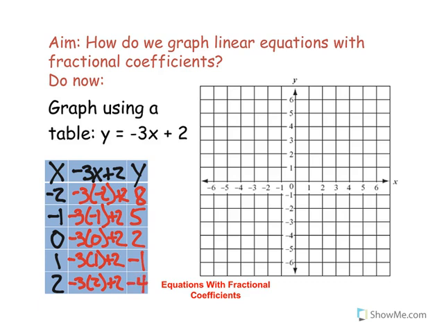So if we look at the y column, we've got 8, 5, 2, -1, -4. All those y values are decreasing by 3. And we said the reason why is this: it's that coefficient of x. So let's plot those points.